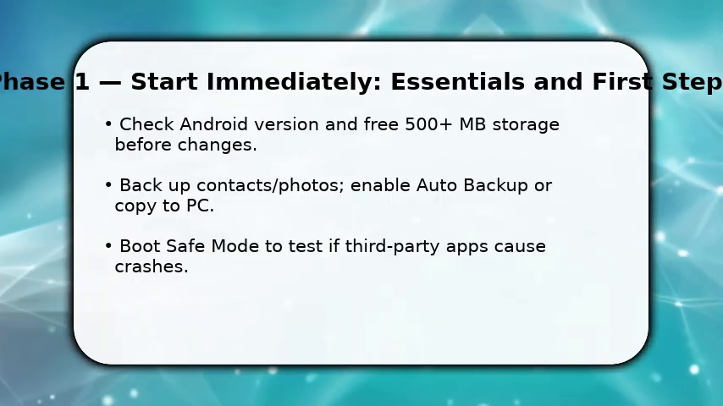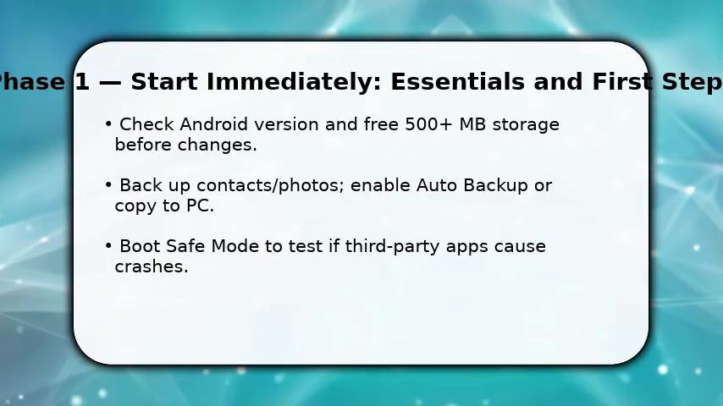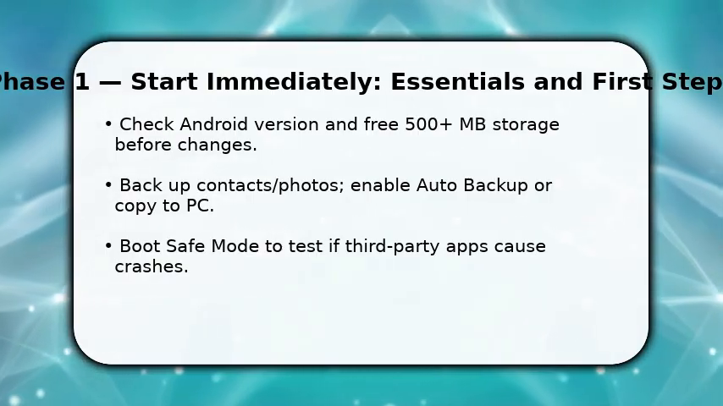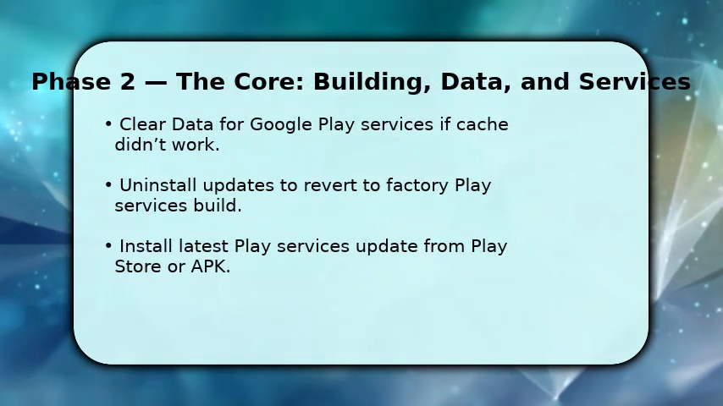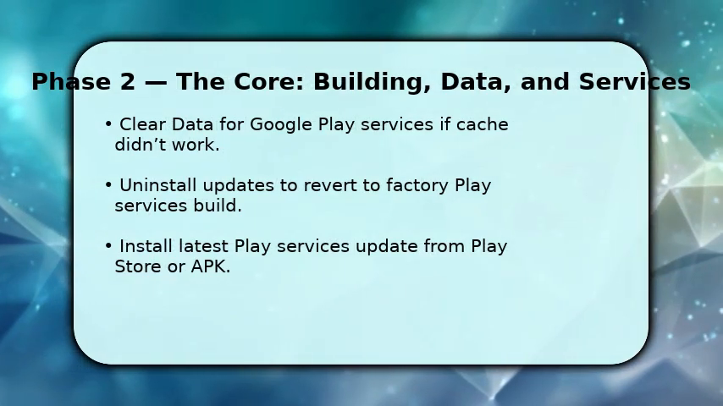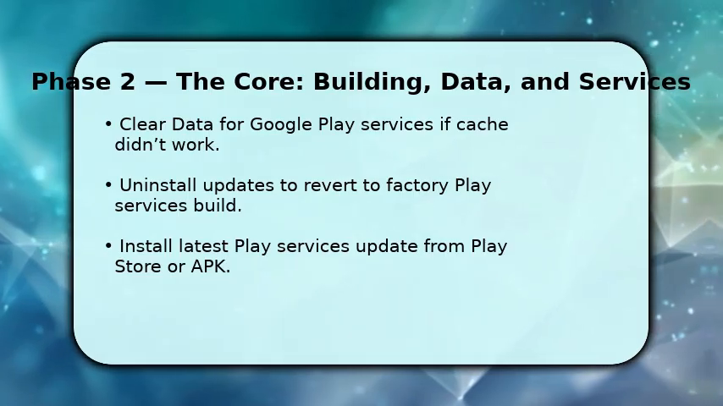Next, go to Settings, Apps, Google Play Services to force stop and clear cache. This often resolves transient failures. Now you move to deeper repairs. If clearing cache didn't help, clear data for Google Play Services to reset settings and stored state.